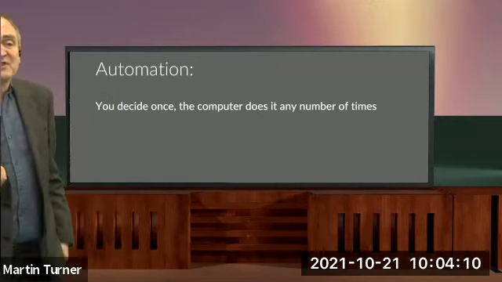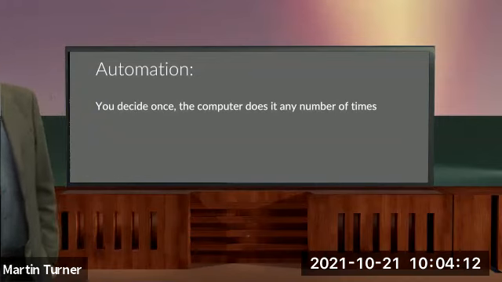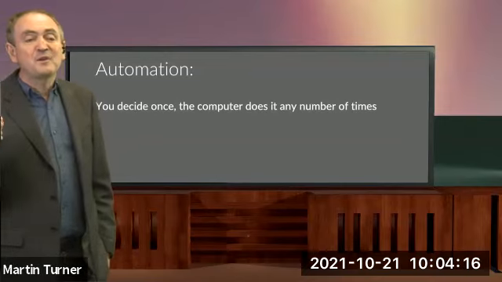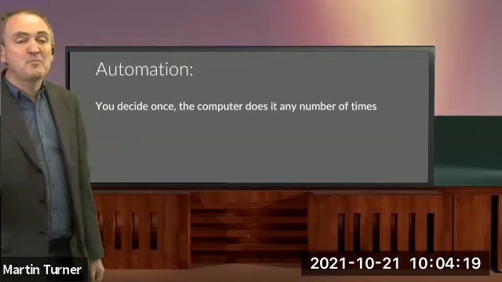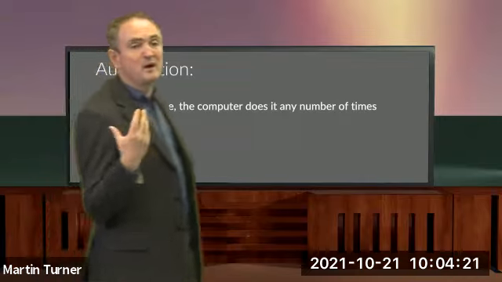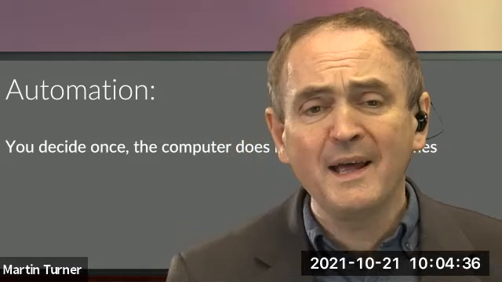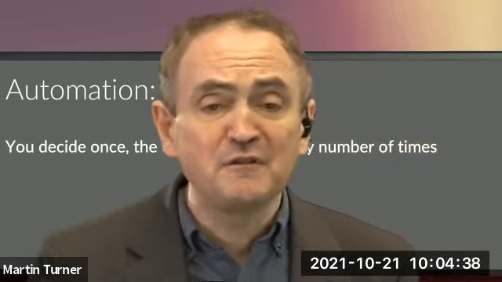Let me just define automation. Automation is when you decide once and the computer does it any number of times. So we're not talking about automatic design. We're not talking about the computer taking over your job, but rather the computer picking up the things that you really don't want to be doing again and again, and where it's actually not beneficial for you to do it again and again and again.